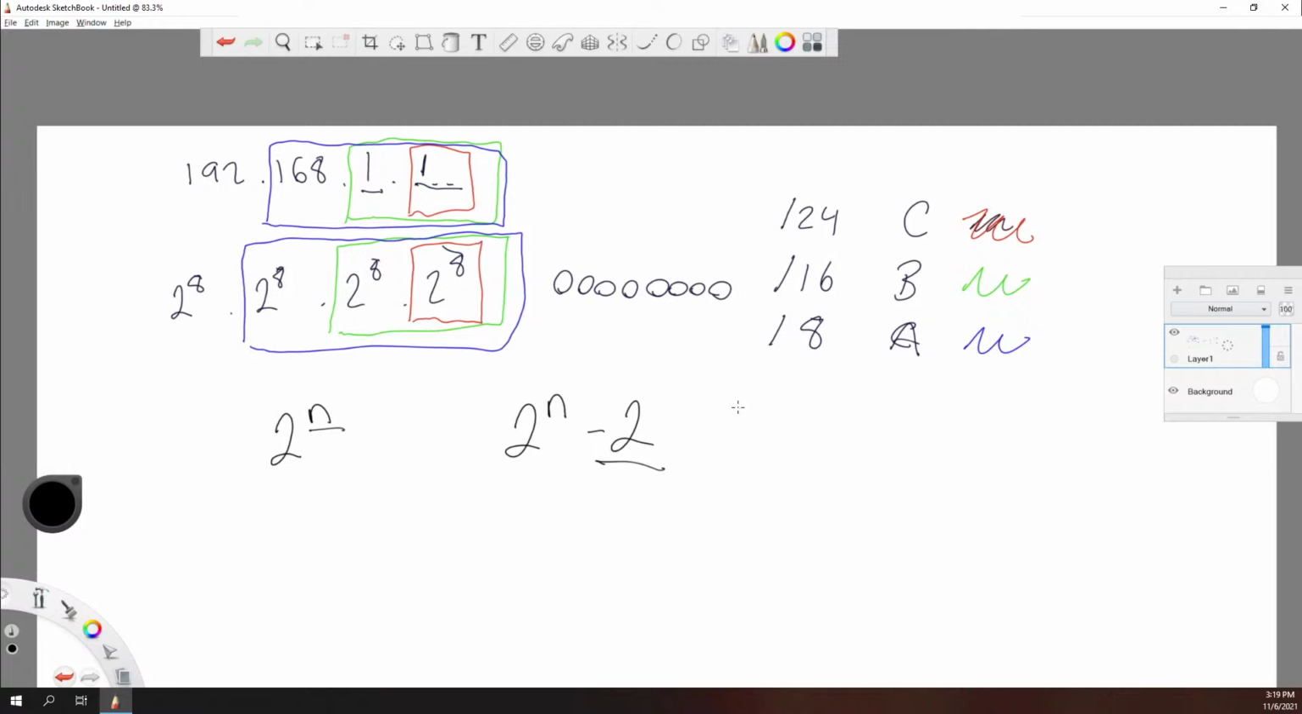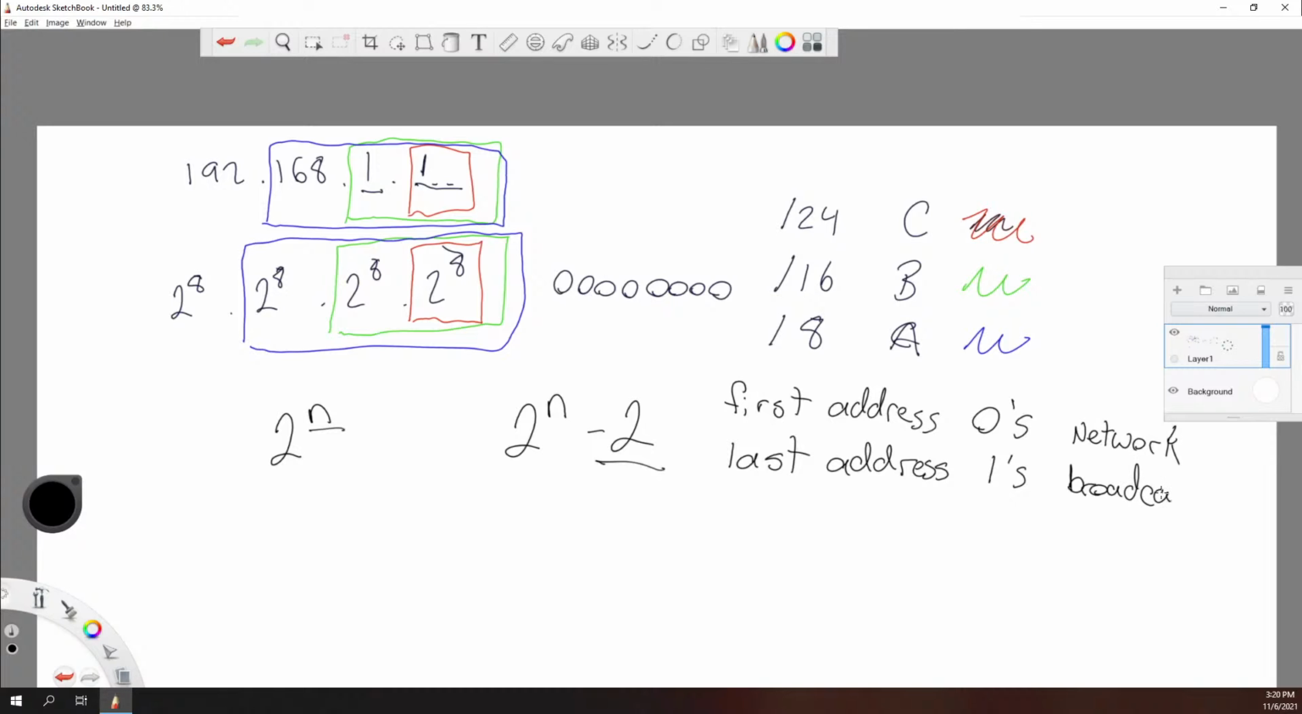We can't use the first address, which is all zeros for that host portion, and we can't use the last address, which is all ones. The first address is the network address, and the last address is the broadcast. So that's what we have, that 2 to the n minus 2.